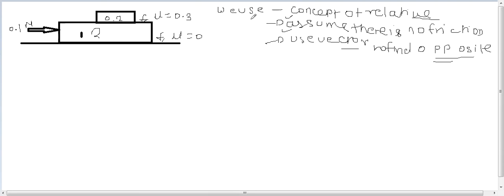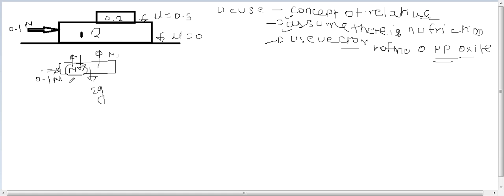Okay guys, so first let's assume there is no friction. If there is no friction and I apply a force on this 2 kg block, let's draw the free body diagram. This is 2g, this is the normal reaction N1, and here this is the normal reaction N. Who has applied this normal reaction? You should know it. And this is the force of 0.1 Newton.